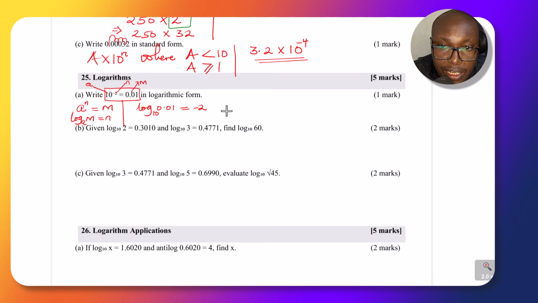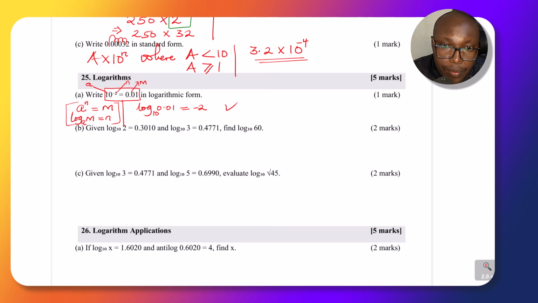So you have written that number in logarithmic form. So you need to understand the general way of how you write that, and then you will be able to write from either index form to logarithmic or logarithmic to index form.